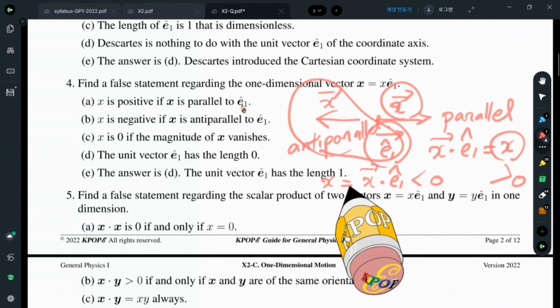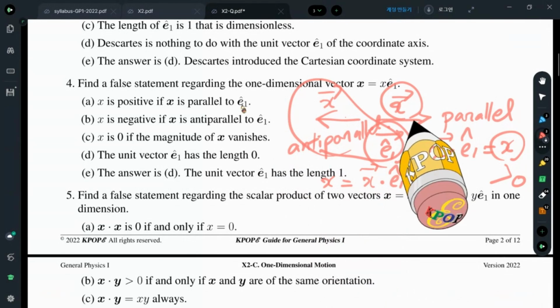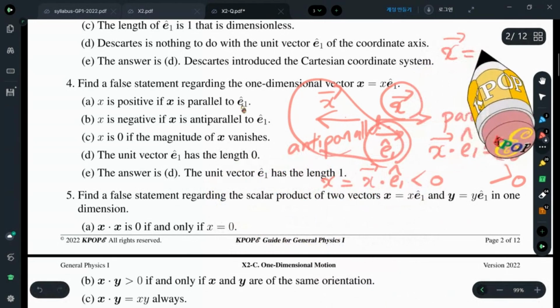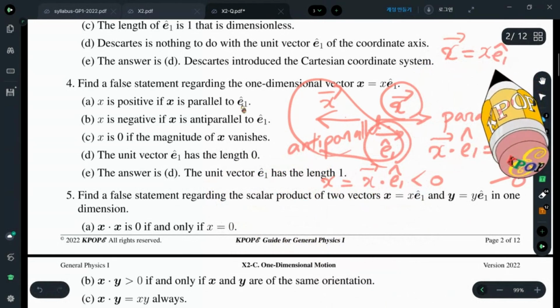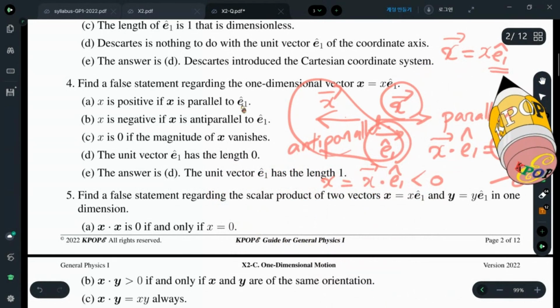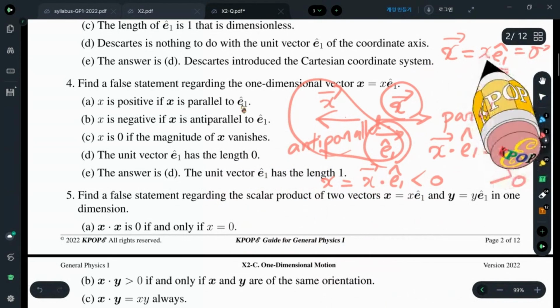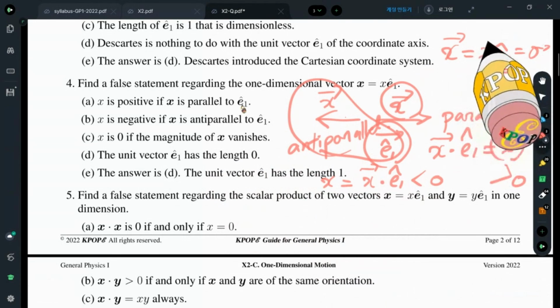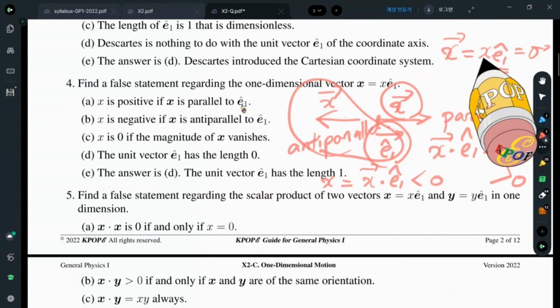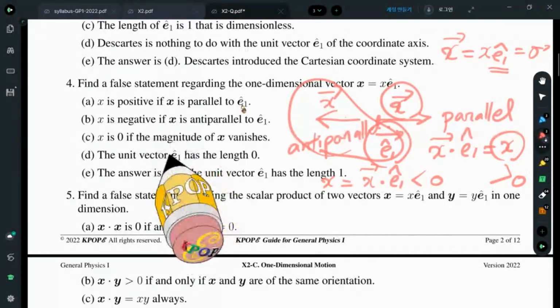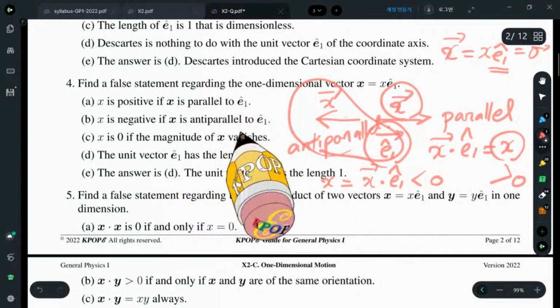X is a 0 if the magnitude of X vanishes. Sure, X is a 0. X vector equals X times E1 hat, and the magnitude of a unit vector is always 1. It is a 0 only when the magnitude becomes 0. The unit vector E1 has the length 0? Stupid. A unit vector is always of magnitude 1 and dimensionless.